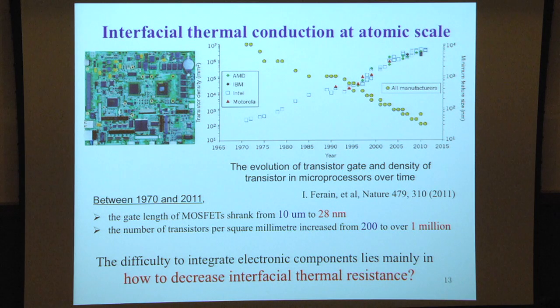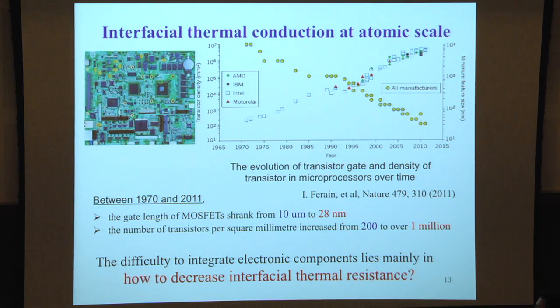But thanks to the development of nanotechnology today, the density of the electronic components of the device becomes higher and higher. Here's a figure showing the evolution of transistor gate length and density of transistors over time. It shows that between 1970 and 2011, the gate length shrank from 10 micron to 28 nanometer, and the number of transistors per square millimeter increased from 200 to over 1 million. This is a huge number of electronic components.